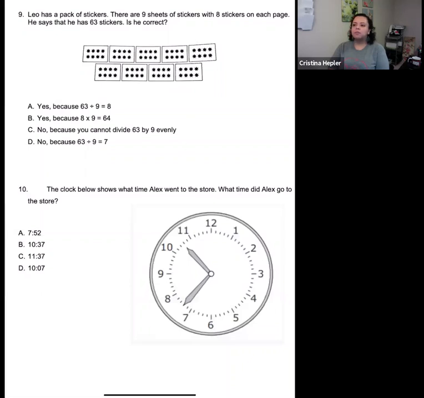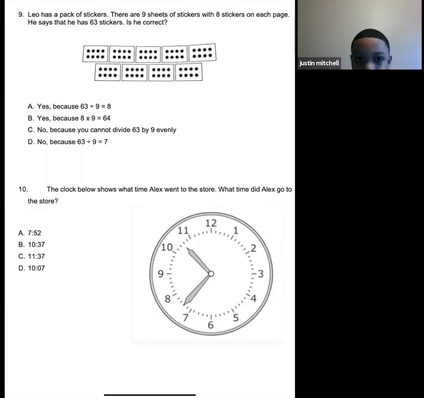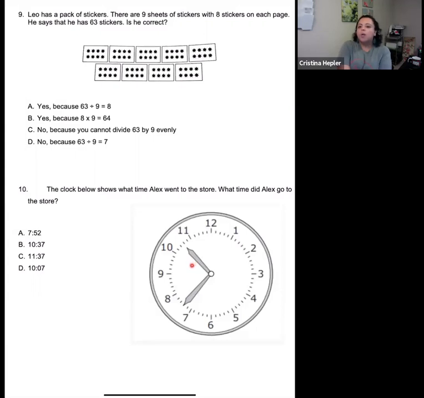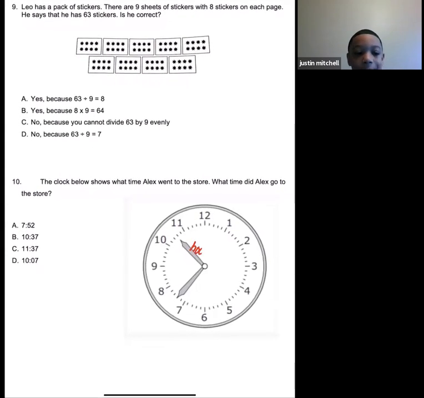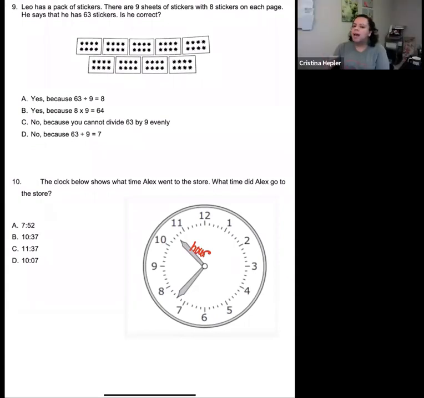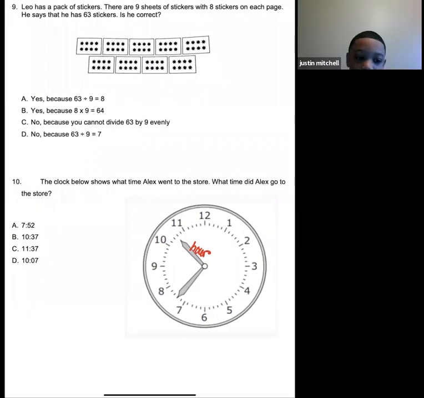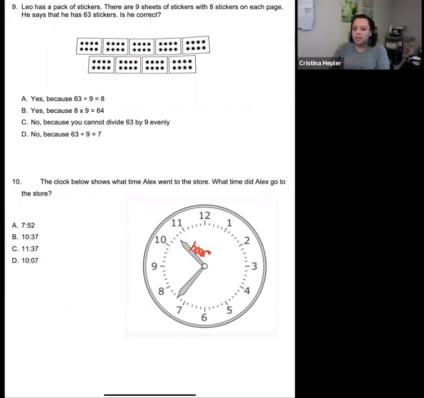Justin Mitchell, come off mute. Hi, Justin. Look at this hand. Is this the hour hand or the minute hand? Hour hand. How do you know? Because it's the short hand. The hour hand is the short hand and the minute hand is the long. So wait a minute. Is the hour hand always the short hand? Yes. Always? Yep. Maybe sometimes it's the minutes? Always. The short hand is always the hour hand.